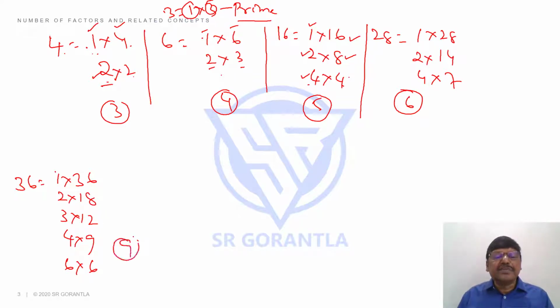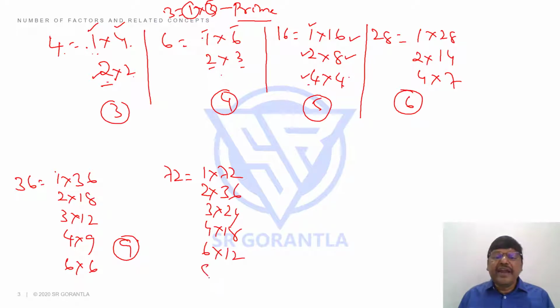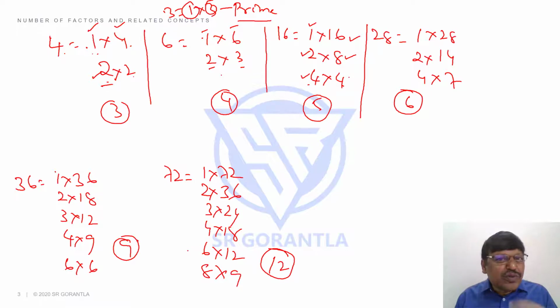And finally, if you look at 72: 1 and 72, 2 and 36, 3 and 24, 4 and 18, 6 and 12, 8 and 9. You can count, you have 12 factors. But students, can you afford to write all this to find the number of factors of 72? No. Then how are we going to do this?